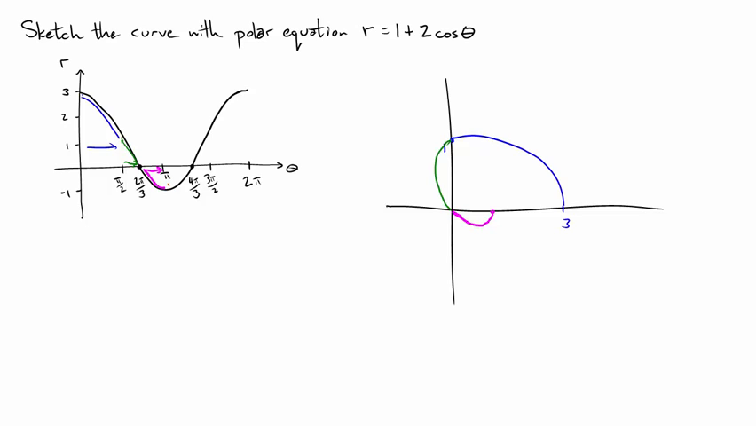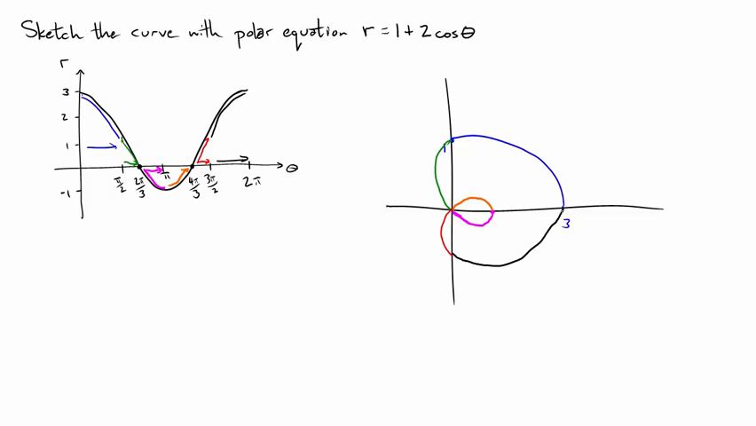Next, for theta between pi and 4 pi over 3, r increases from minus 1 to 0. Again, because r is negative, the points will lie in the opposite quadrant to where the angle is located. Then, for theta between 4 pi over 3 and 3 pi over 2, r increases from 0 to 1. And lastly, r increases from 1 to 3.